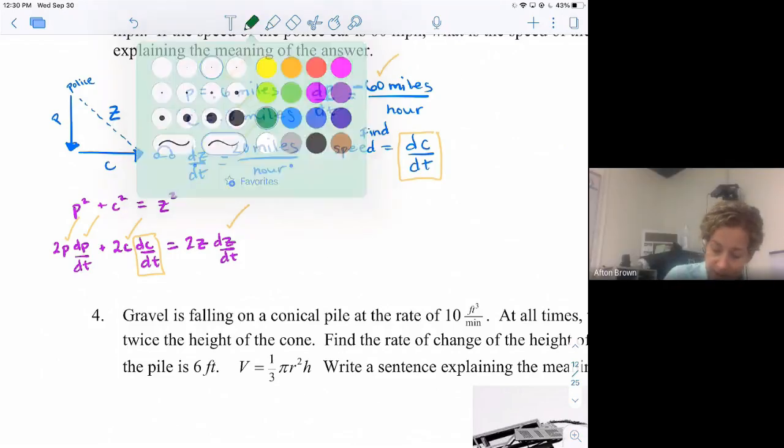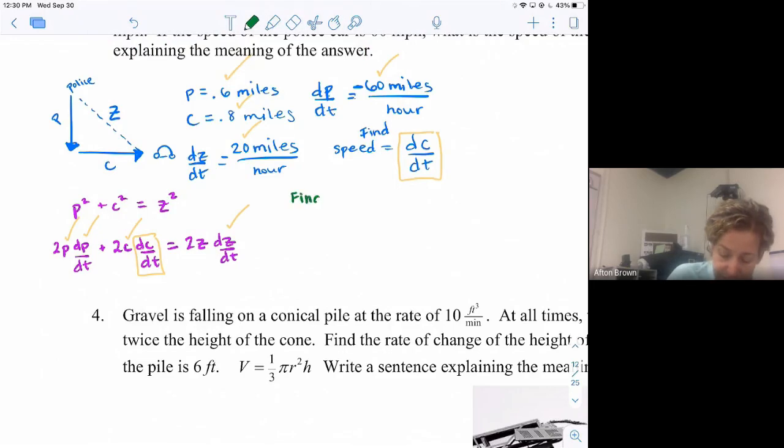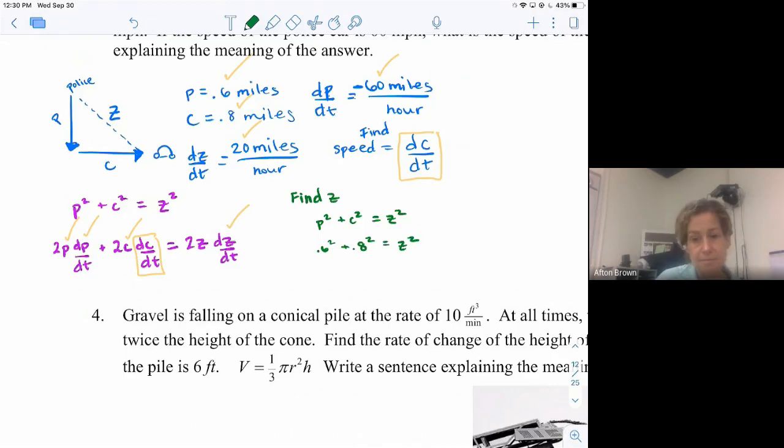So to find Z, I'm just going to go back to Pythagorean theorem, which was P squared plus C squared equals Z squared. But they told us P and C, so I can plug in 0.6 for P and 0.8 for C, and now we can find Z. This is like a double of a 3, 4, 5. So Z, if you use a calculator, you're going to end up getting 1. Again, it would be plus or minus 1, but because we're talking about a length, we call that length of the triangle 1. So now we know what to plug in for Z.